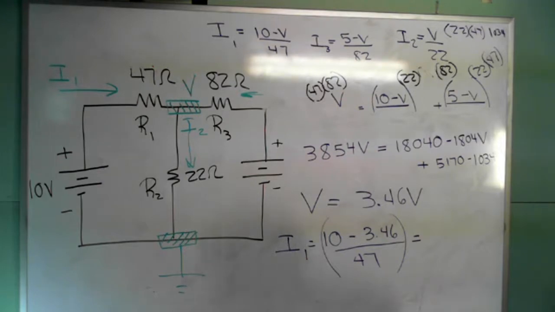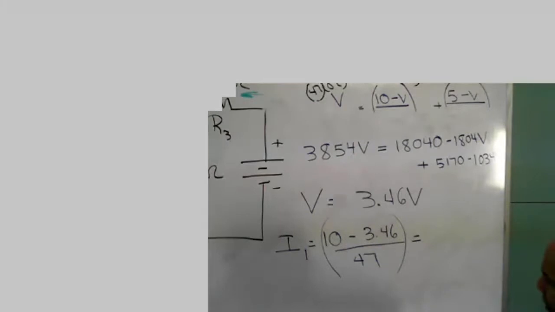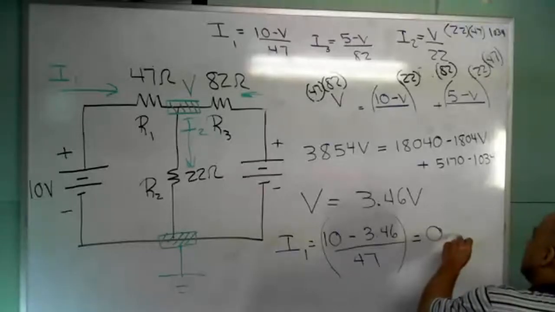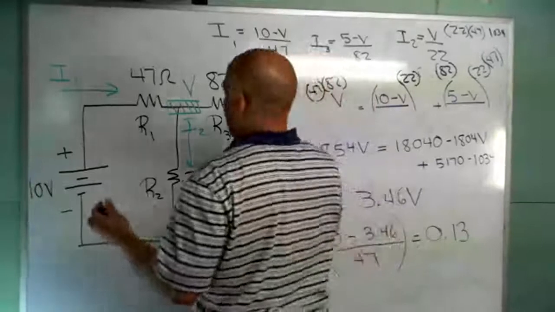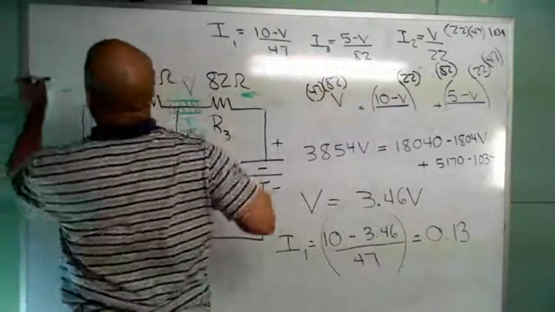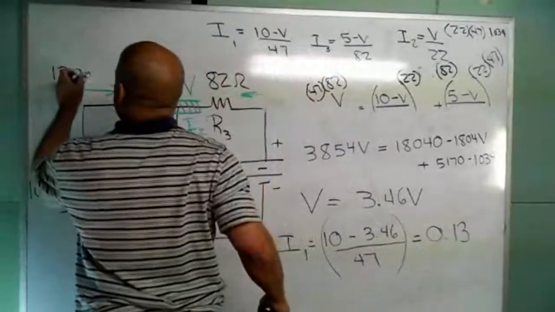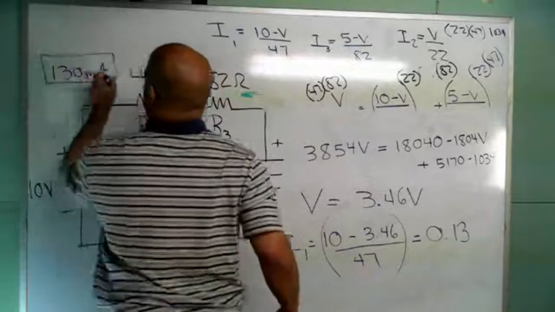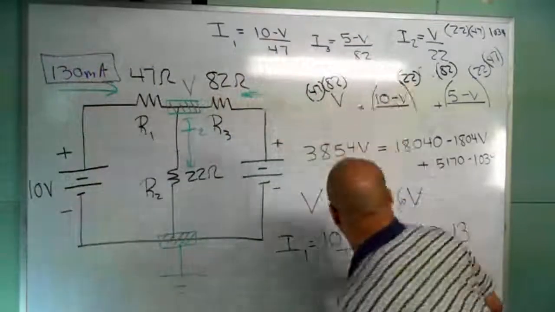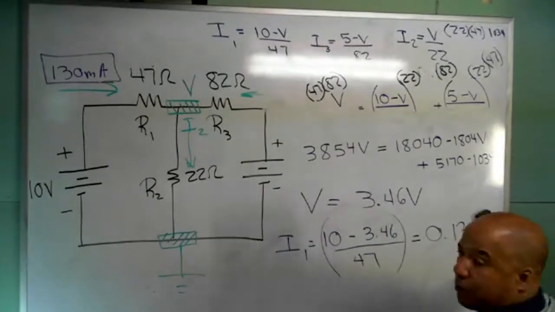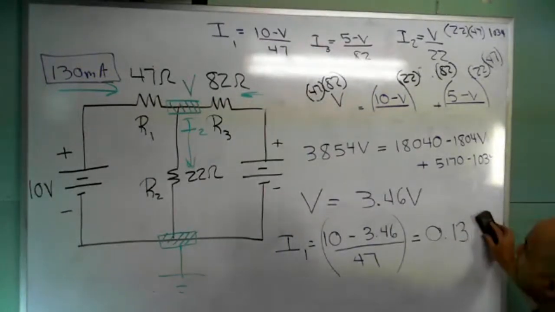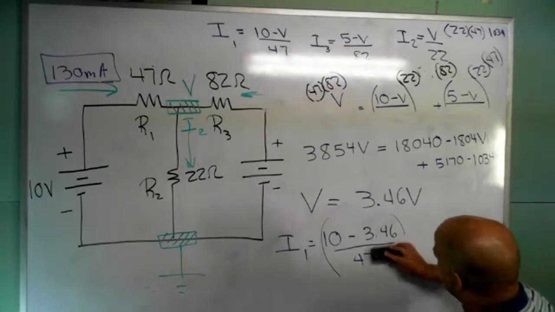You give it to me in milliamps, I guess it might be better. 0.13. Okay, so we're saying that's 130 milliamps. 130 milliamps. And it looks like we chose the right direction, so we're good there. So let's do I3. Can I erase this? Everybody see what we're doing? Yep.